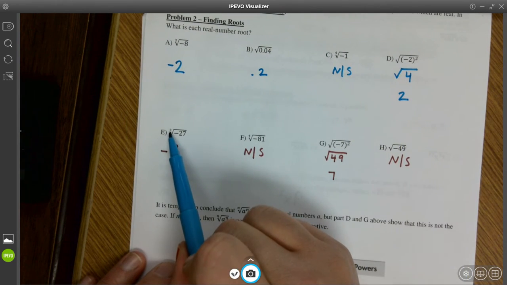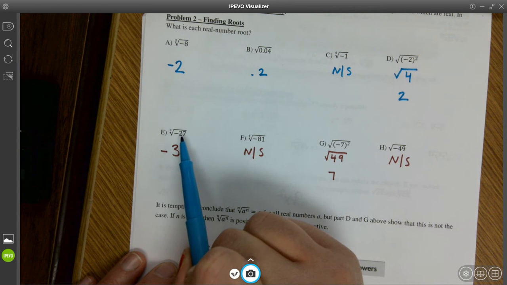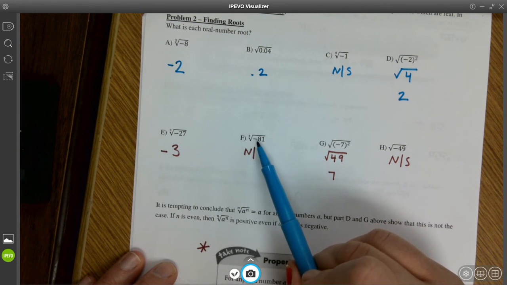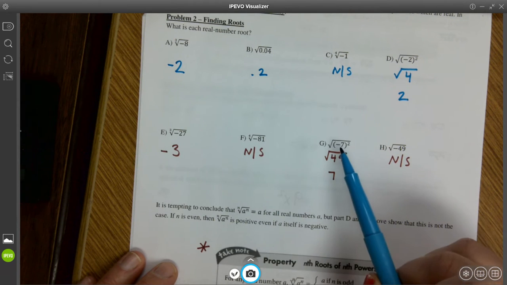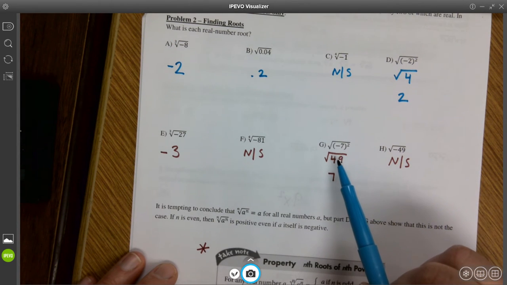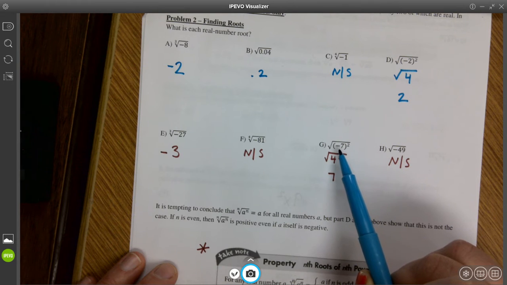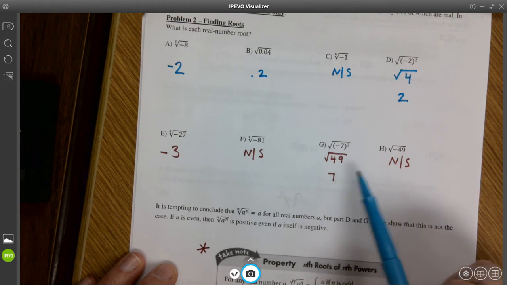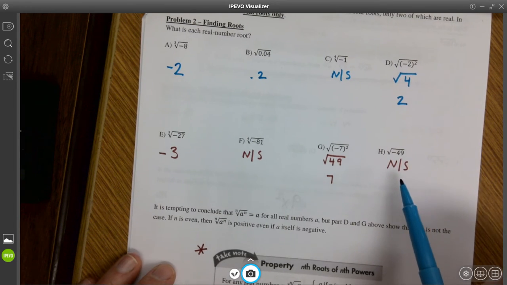So again, odd root, I can take of a negative 3. No solution here because I have an even root and a negative number, no good. Same thing with D here. I can do negative 7 squared to get 49, and then the square root of that is 7. That works. Can't do this, so now there's no solution.